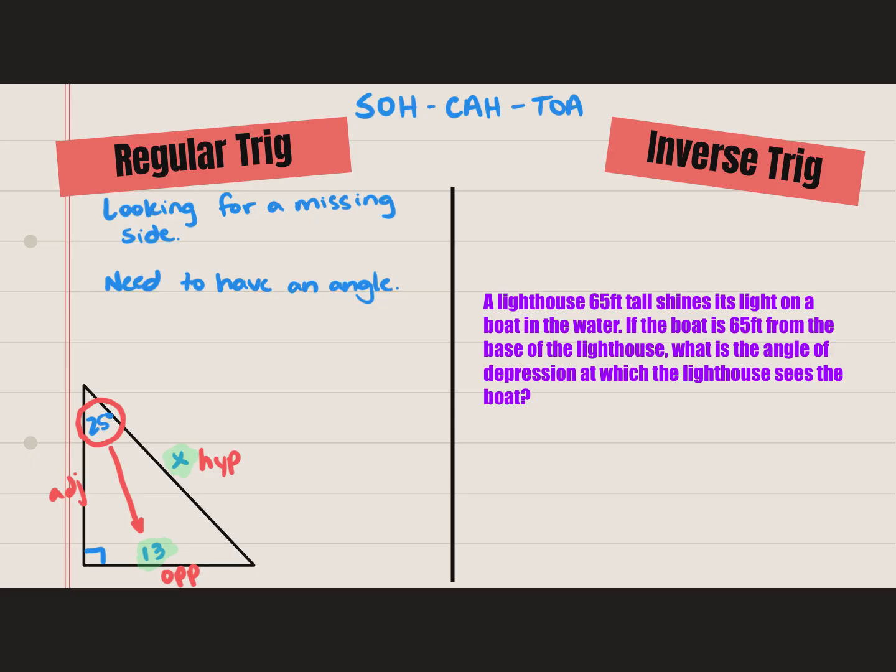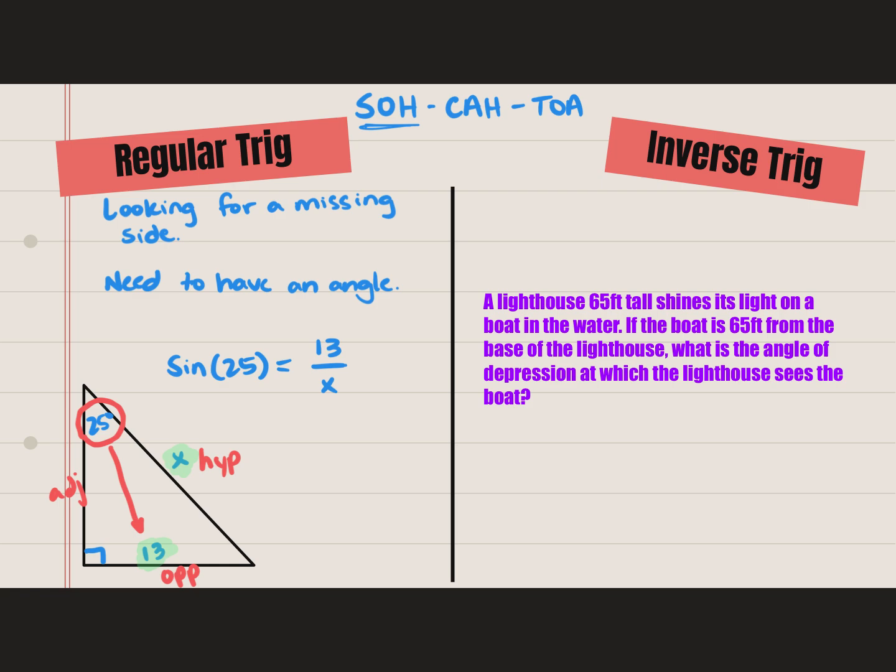And when I do that, opposite and hypotenuse, that refers to sine. So I'm going to go sine 25 degrees, the angle is going to go in that parentheses, equals opposite over hypotenuse. Okay, so there's the setup for my trig ratio.